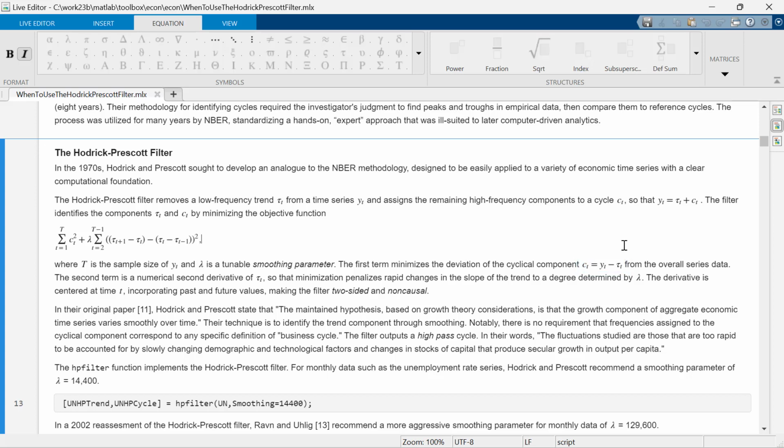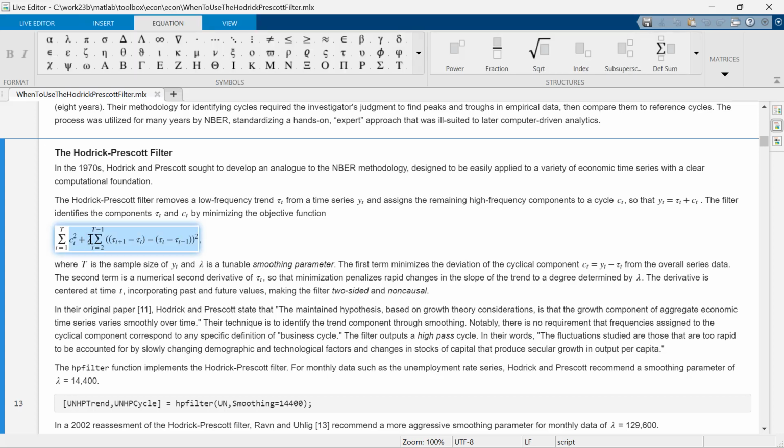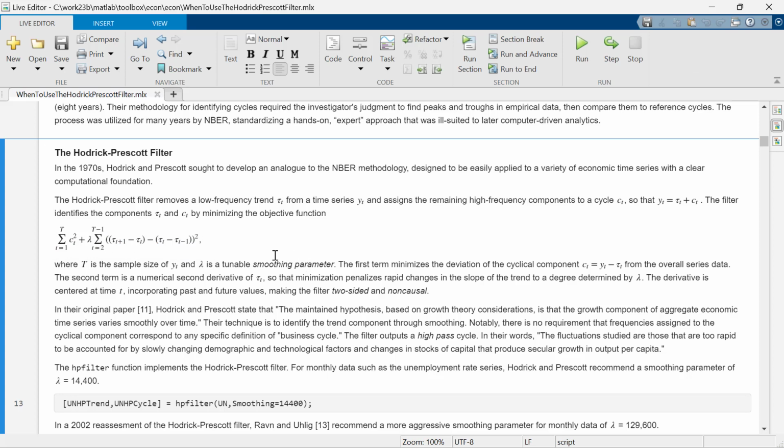So in this sense, the Hodrick-Prescott filter was what is now called a high-pass filter. It extracts a low-frequency trend through smoothing and then throws everything else into the cyclical component, anything of higher frequency. The degree of smoothing is determined by a parameter in this optimization, lambda here, which is called the smoothing parameter.